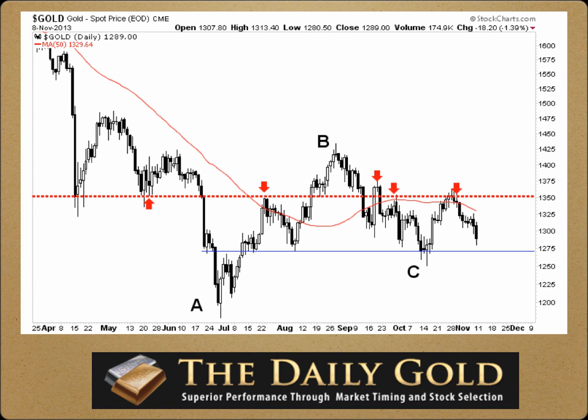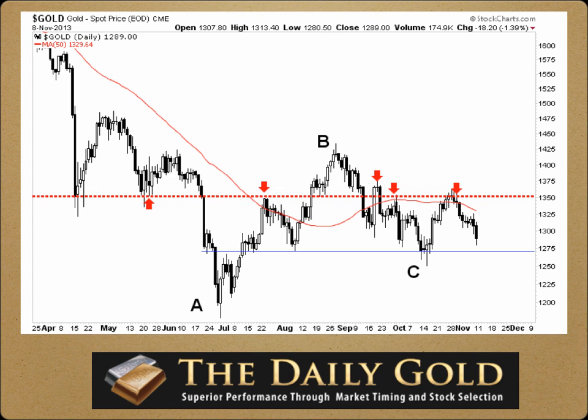And here's gold right now. You can see that the first panic low was in April at 1350. Then a couple months later, we made the new low at point A, rallied up to point B, came down to C, and what happened about 2 or 3 weeks ago? Gold failed at a confluence of resistance. It failed at the 50-day moving average, which has now turned down, and failed at 1350, which was the panic low in April. And what we can see now is just below 1275.